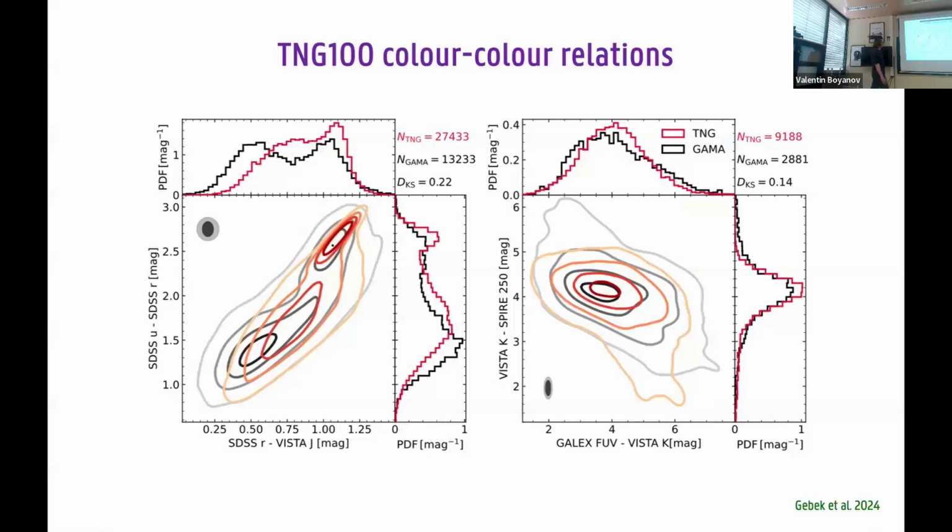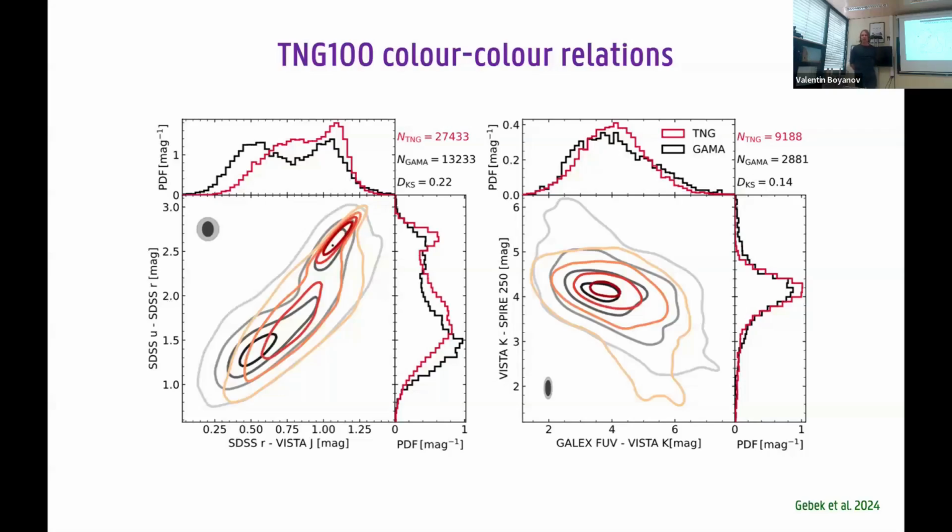And you have these two populations of bluer galaxies and redder galaxies. This is UV minus K versus K minus SPIRE 250, so infrared versus far infrared. Again, this agrees pretty well.